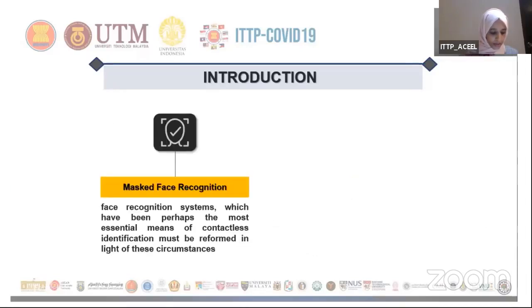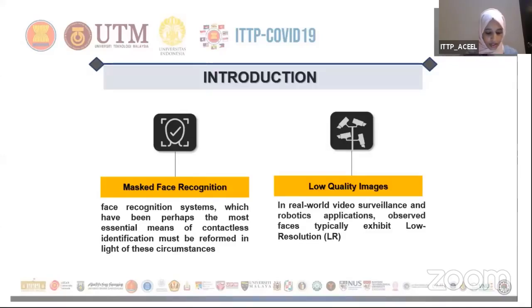So face recognition systems, which have been perhaps the most essential means of contactless identification, must be reformed in light of these circumstances. It is important to mention that in real-world video surveillance and robotic applications, observed faces typically exhibit low resolution.